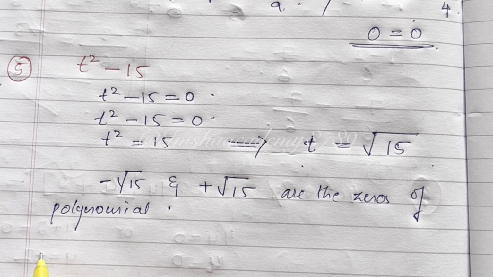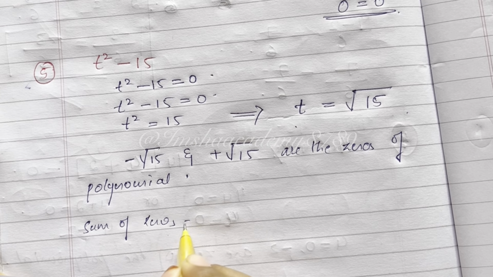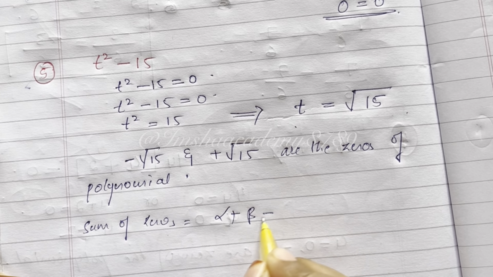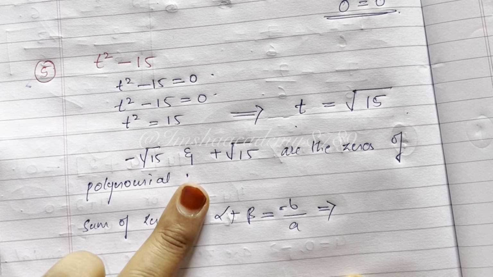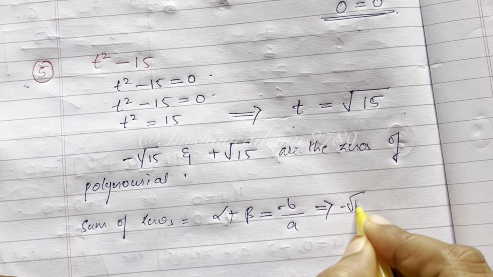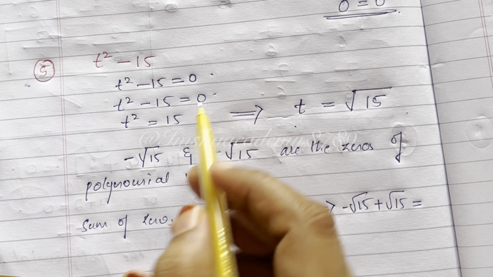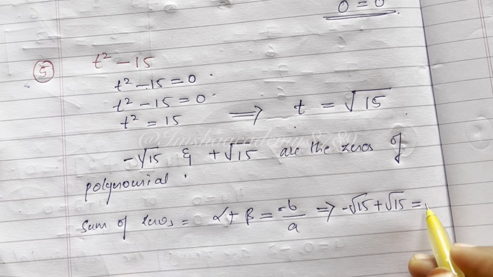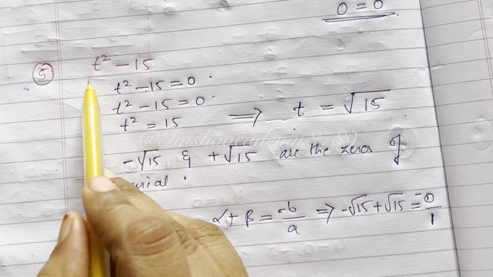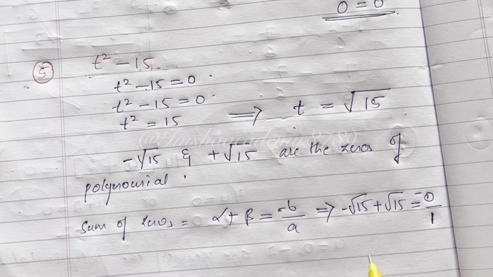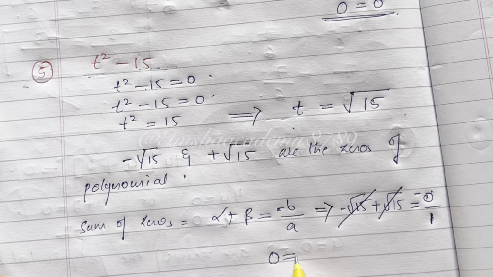So we need to find the sum of zeros, that is alpha plus beta is equal to minus b by a. So alpha plus beta: minus root 15 plus root 15 is equal to minus b by a. The b term is not there here, which is 0. Minus 0 by a, a is 1. So these two get cancelled, 0 by 1 is also 0. So 0 is equal to 0.